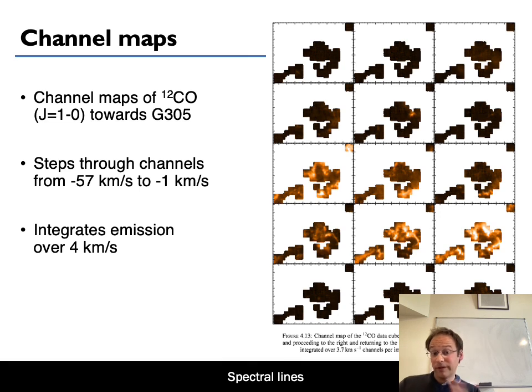Instead of plotting the one-dimensional spectra, we can take slices through the cube. So these now are images of the emission for different channels. As we're stepping through each of these panels, we're seeing an image of a different channel. And you can see that the emission increases at the frequencies that correspond to those peaks we saw in the spectrum.